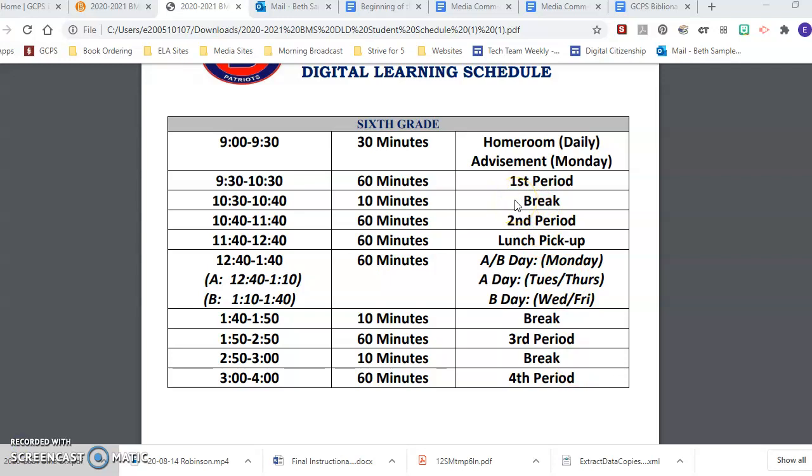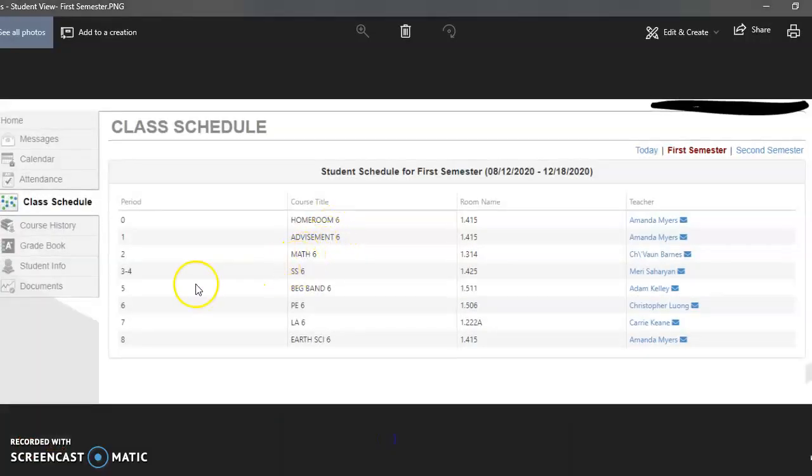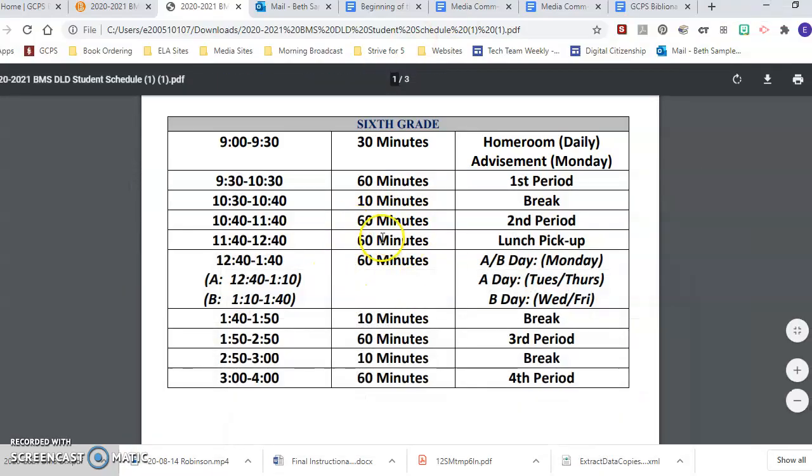Students then have a 10-minute break, then second period. Again, I can go back to first semester. Their second period is right here. The student would go first period and then second period social studies, which would also include their lunch. So right here would be their second period and lunch. And then they would turn around and go to their connection. Because today is Friday, they would go to their B-Day connection.